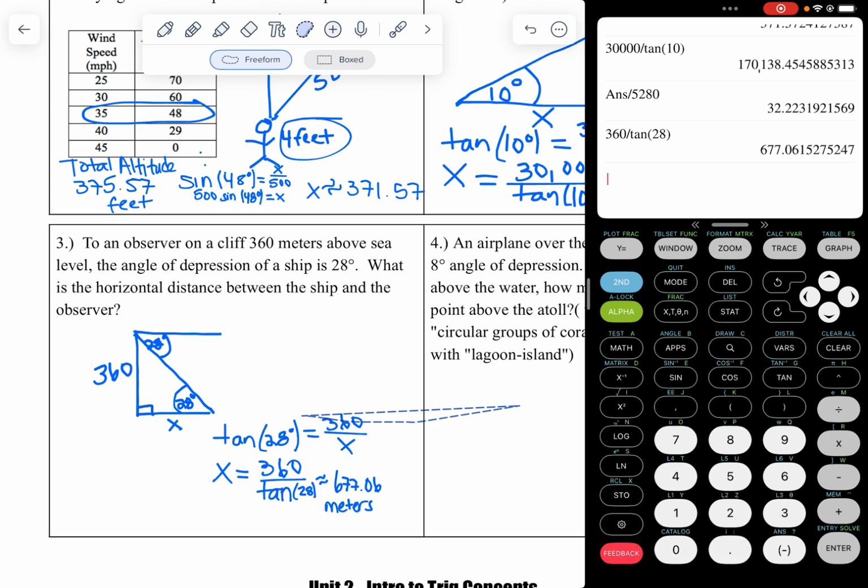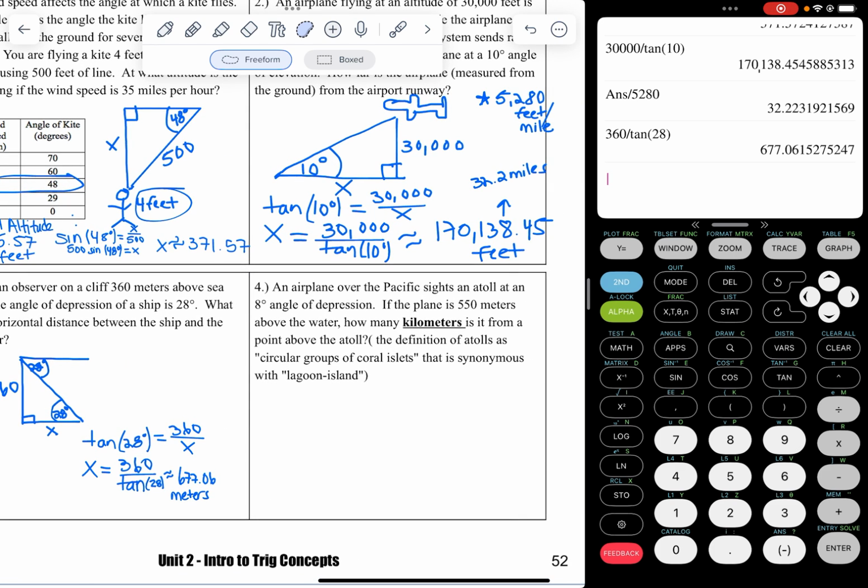On to the next one. So an airplane over the Pacific sights an atoll at an 8-degree angle of depression. If the plane is 550 meters above the water, how many kilometers is it from a point above the atoll? The definition of atoll is singular groups of coral islets, that is synonymous with a lagoon island.